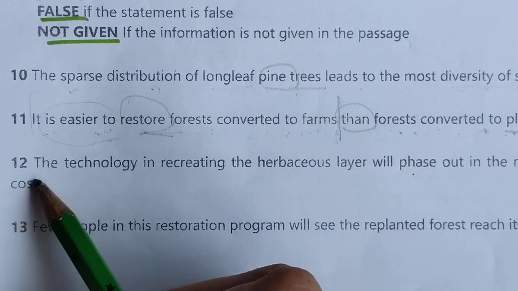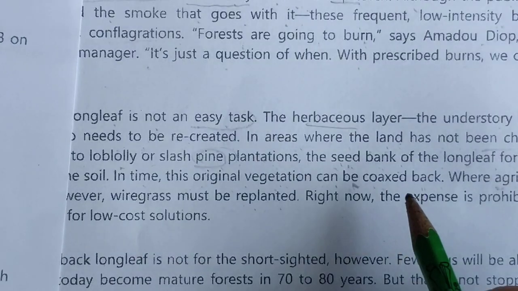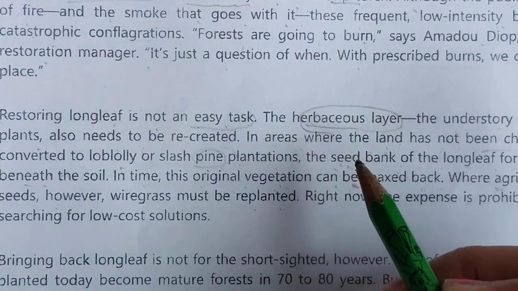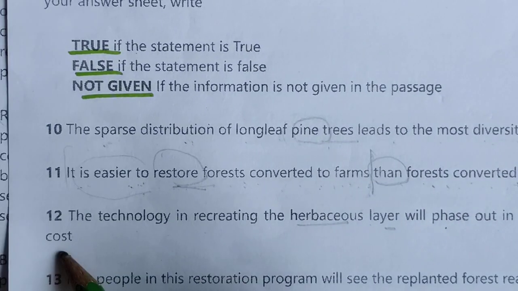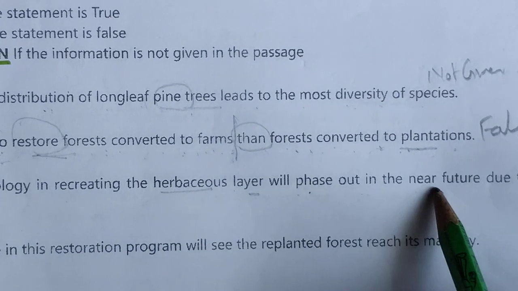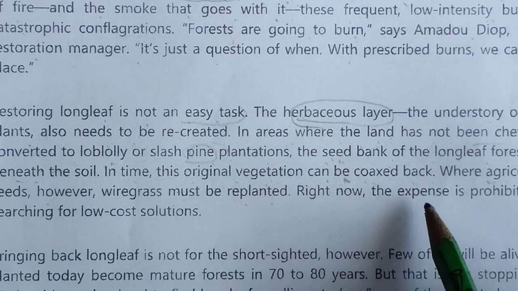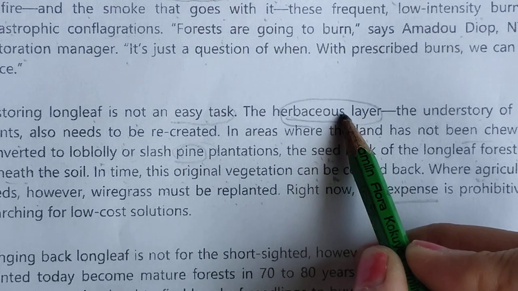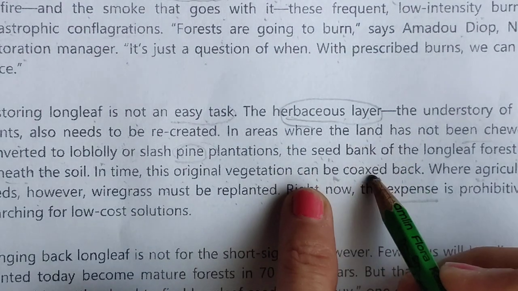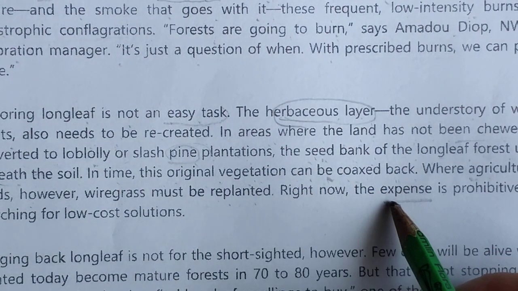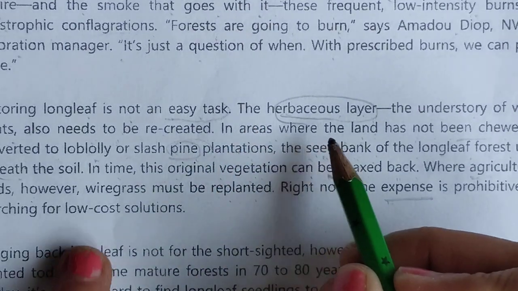Coming to the 12th: the technology in recreating the herbaceous layer will phase out in the near future due to the high cost. They are talking about the layer here, but after three or four lines he comes to the main point. That's why reading thoroughly is important when you are finding the location.